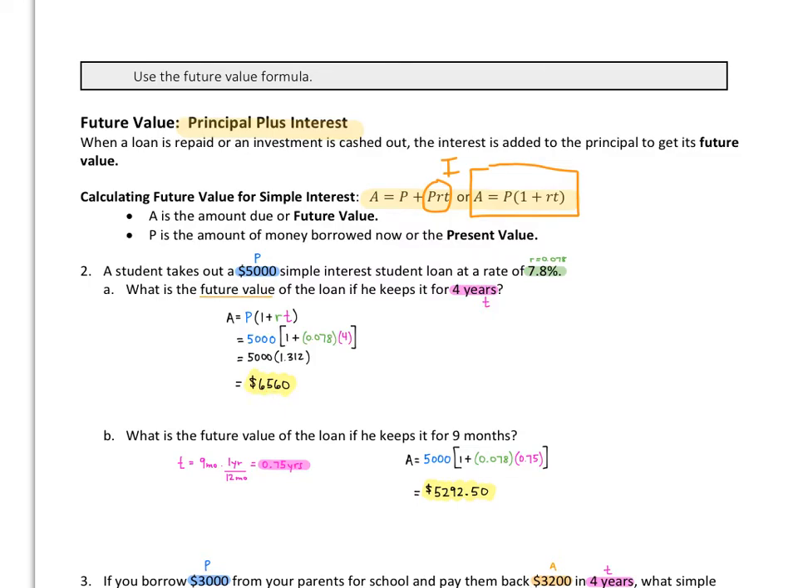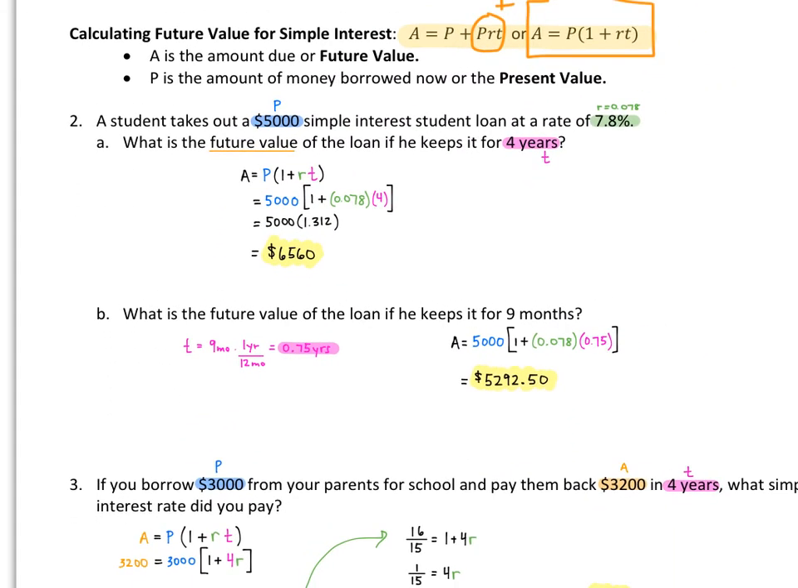Okay, part B then. What is the future value of the loan if he keeps it for 9 months? Well, again, 9 months has to match the rate. So we need to convert this 9 months to years. So 9 months times 1 year over 12 months. So the months will cancel, and we're simply left with 0.75 years.